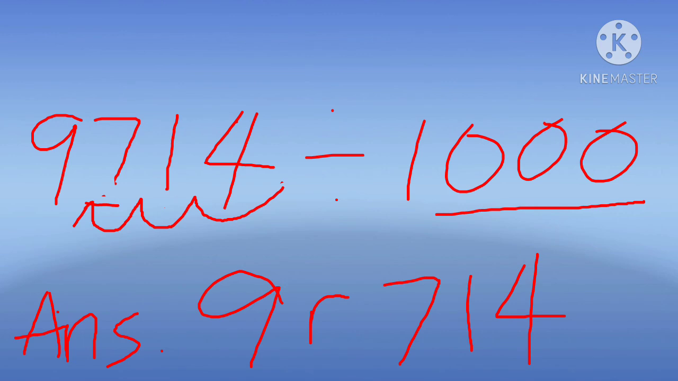Another one is 9,714 divided by 1,000, and 1,000 has 3 zeros. So we will move 3 places from right to left of our dividend, and arrowhead will fall between 9 and 7. At the left of the arrowhead is 9, that will be the quotient, and at the right is 714, that will be the remainder.